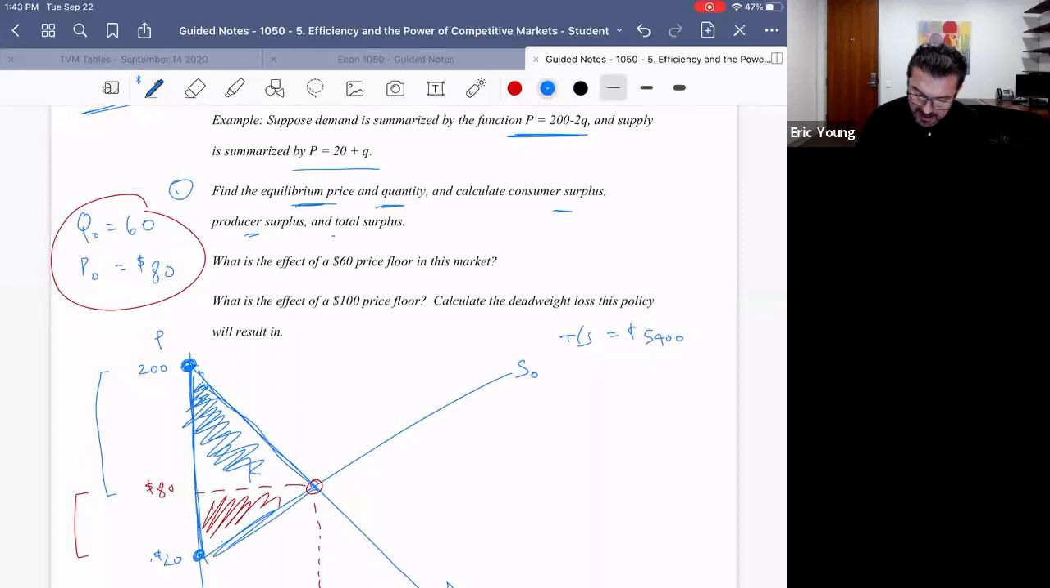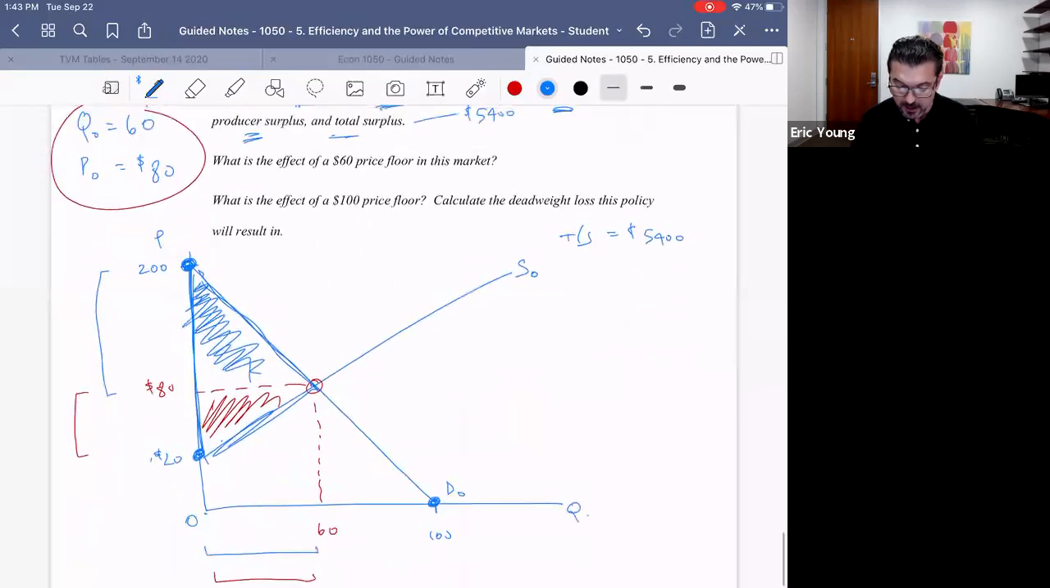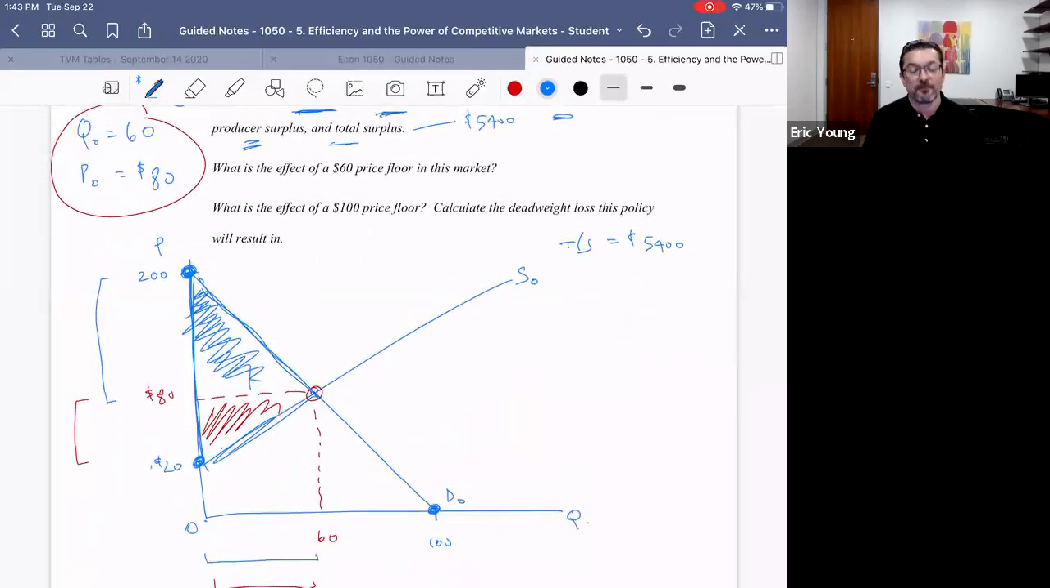So now we've got equilibrium price, check. Quantity, got it. Consumer, producer, and total surplus, got it. And let's just remind ourselves that this is 5,400. Next question, question number 2. What is the effect of a $60 price floor? Well, first things first, we have to find $60. We're going to put that right here in black, and we're going to draw a line.